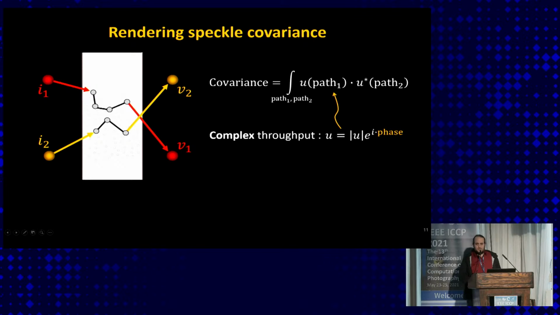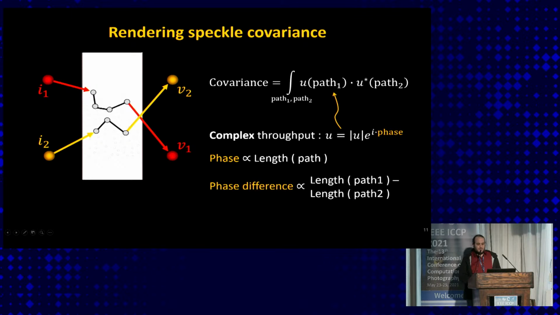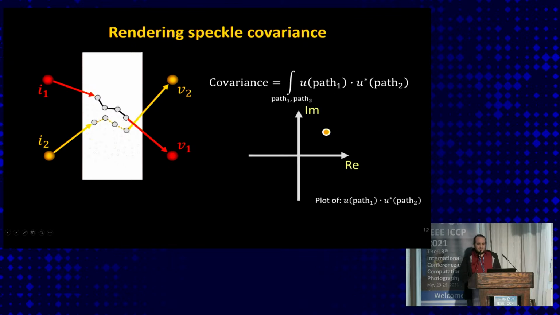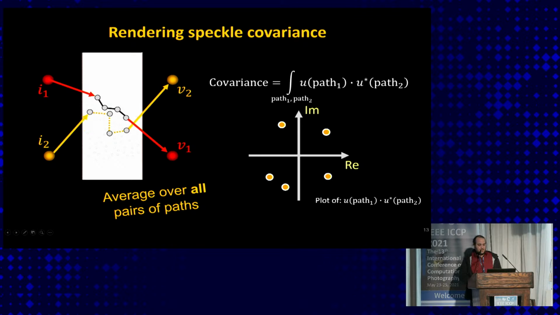In particular, the phase of the path is proportional to its length. The product of two such complex path contributions is also a complex number, with a phase proportional to the difference of the two paths' lengths. And of course, we have many such path pairs. Since the contribution is complex, let's plot it as a point in the complex plane. To get a covariance, we need to average this pairwise complex contribution over all path pairs. However, as we are averaging complex numbers, they tend to cancel each other, and thus the average approaches 0.